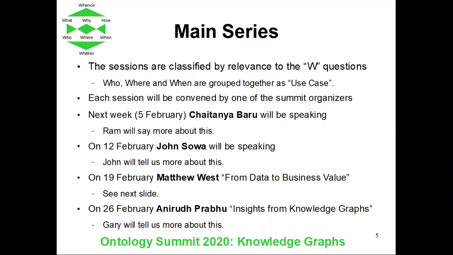Next week, Chaitanya Baru will be speaking, and Ron will say more about this as he is the convener. On February 12th, John will be speaking, and he'll tell us more about this in a moment. Then on the 19th of February, Matthew West is going to be speaking on From Data to Business Value, and I'll convene that and tell you a little more in a moment. And then on the 26th of February, Gary is convening a session, Insights from Knowledge Graphs by Anirudh Prabhu.